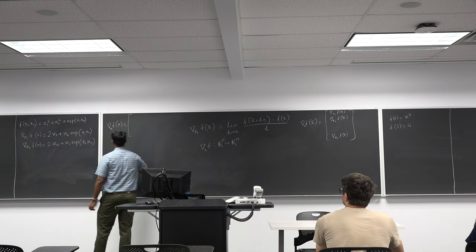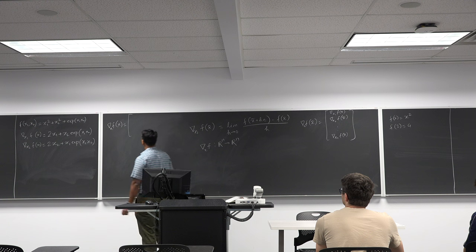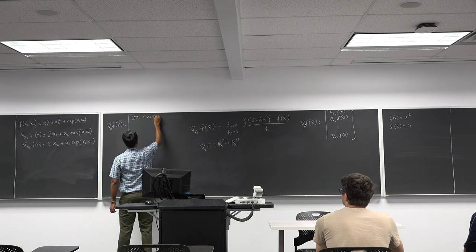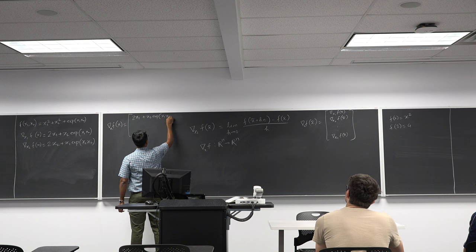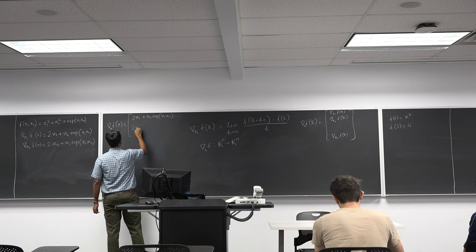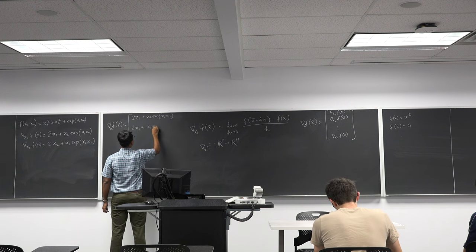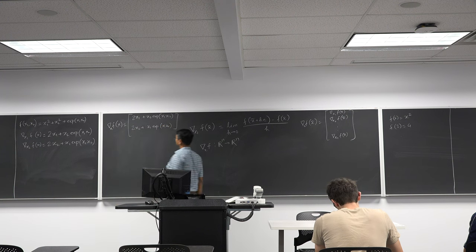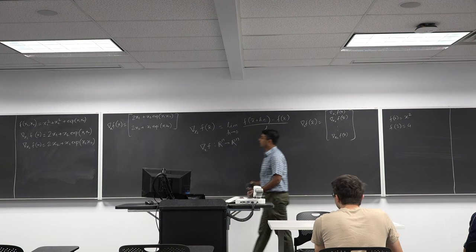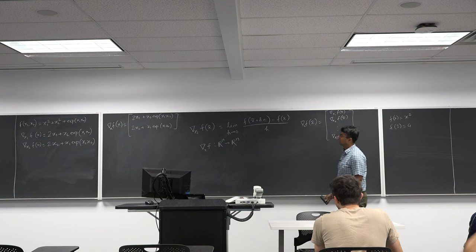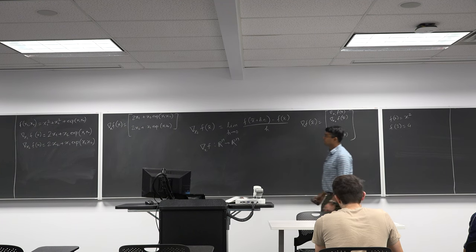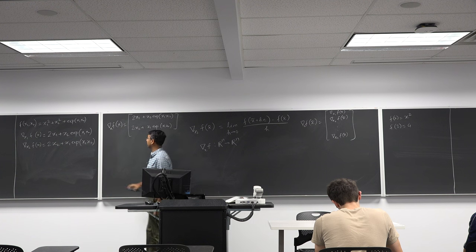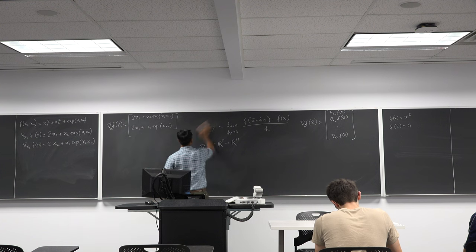So the derivative of the function f with respect to x is 2x1 plus 2x1. There you go. We have the derivative of the function f. So this is how you differentiate. This is the convention for differentiating the functions of multiple variables.